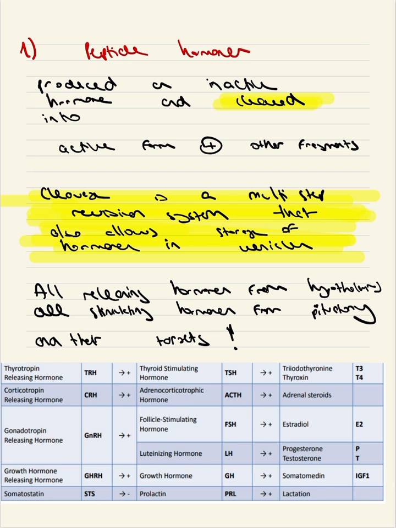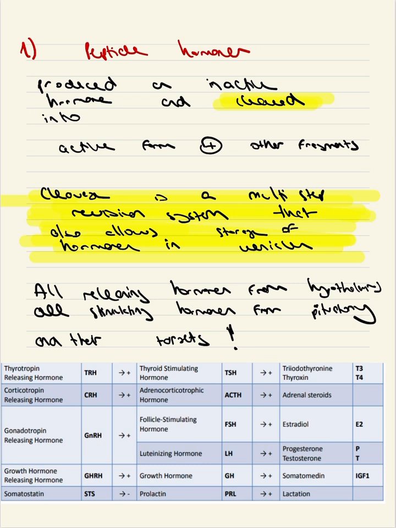So first we're going to start with peptide hormones. And peptide hormones are produced as inactive hormone, and then they're cleaved into an active form and also other fragments. So this cleavage is a multi-step revision system that also allows the storage of hormones in vesicles. So this system is very intricate and very elaborate, but it's very, very useful. And why is it useful? Again, it is a multi-step revision system that also allows storage.